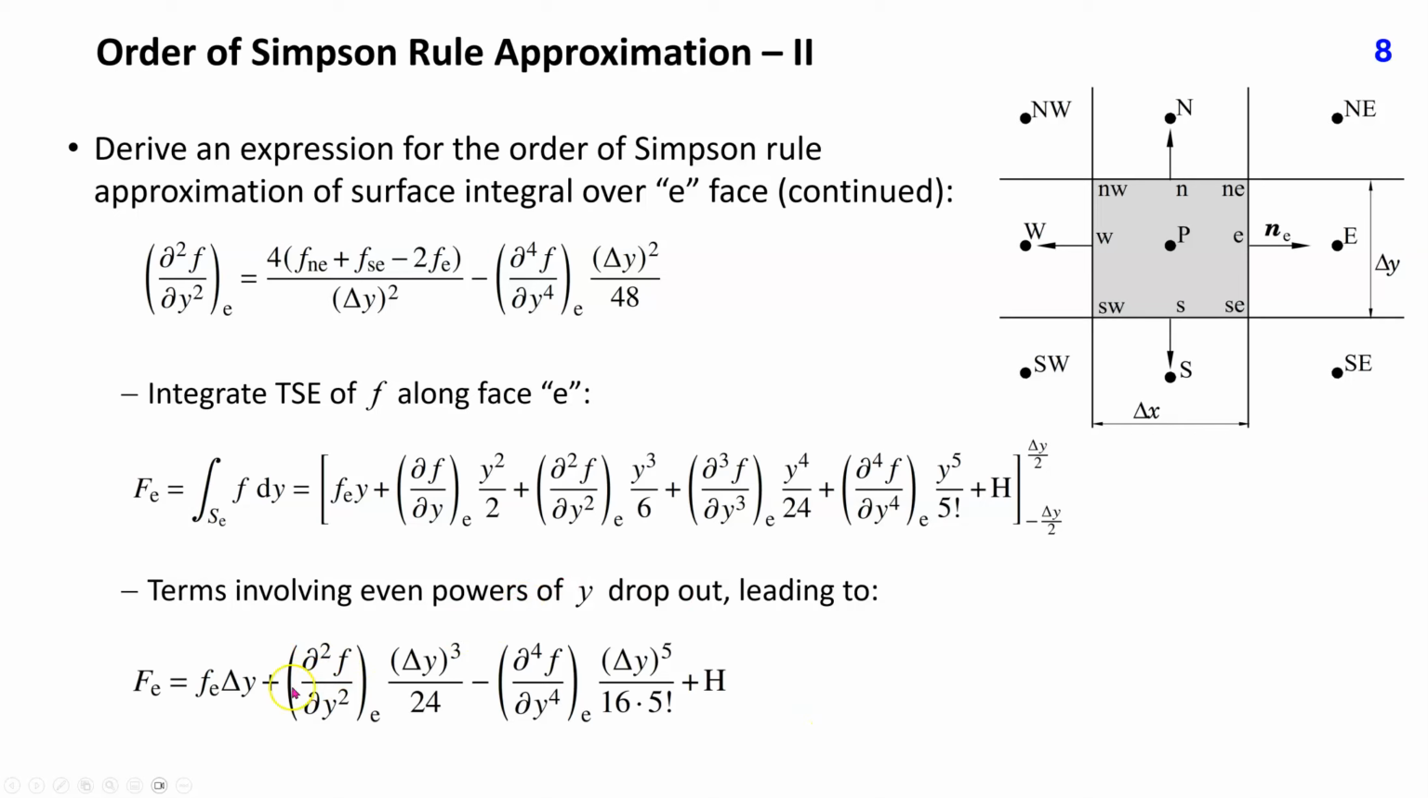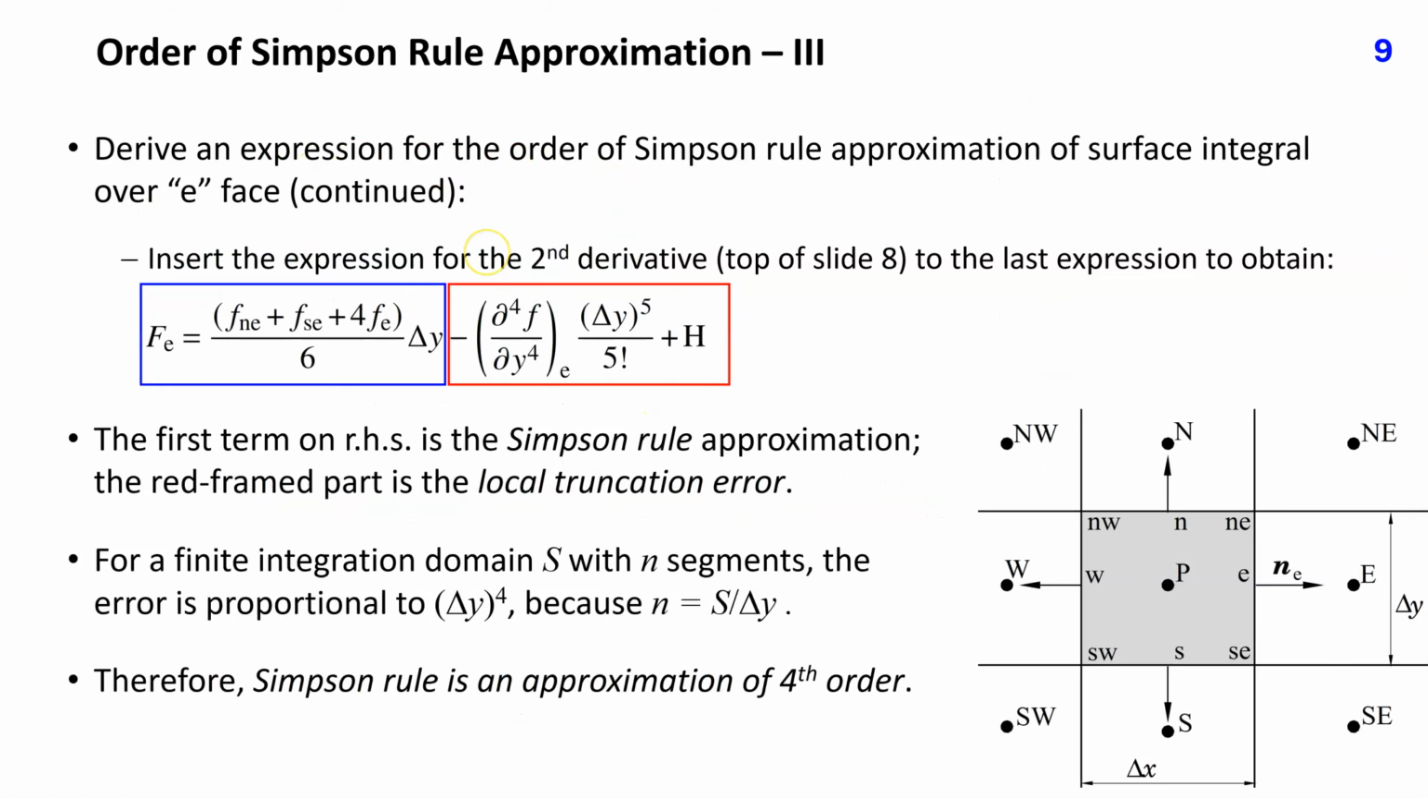The first term on the right hand side is the midpoint rule approximation. We obtain a high order approximation by replacing the second derivative with the above expression. After some rearrangement, we obtain the following expression for the integral. The first term on the right hand side is the Simpson rule approximation, and the next term is the leading local truncation error term. All high order terms are contained in H.